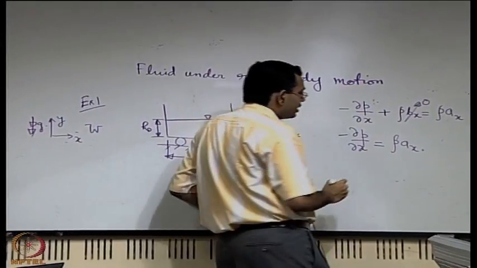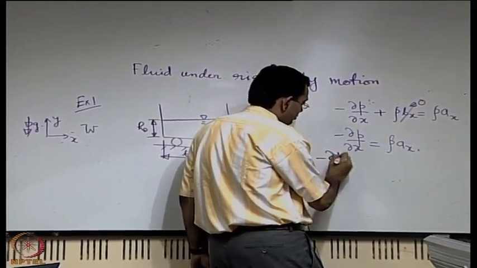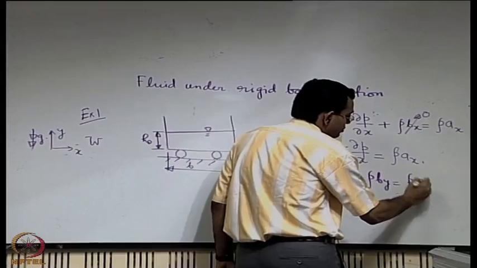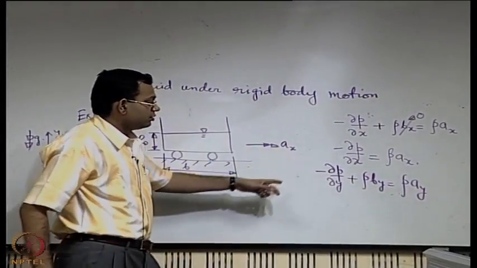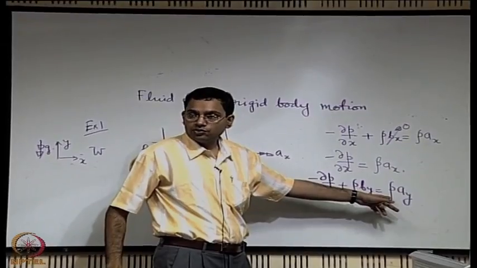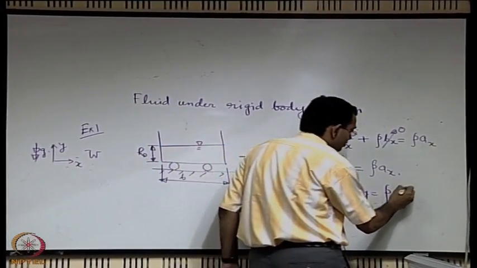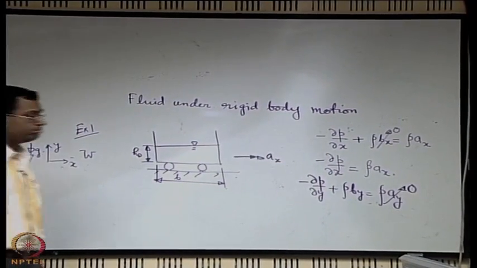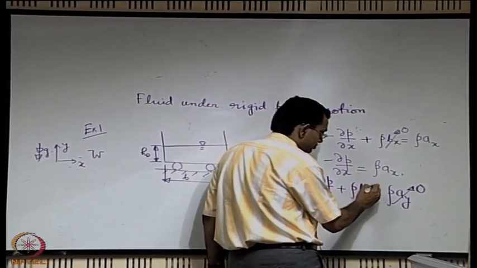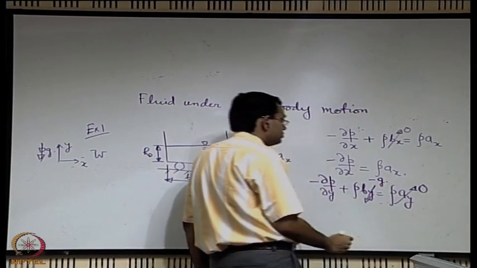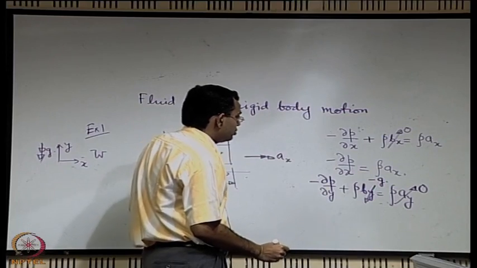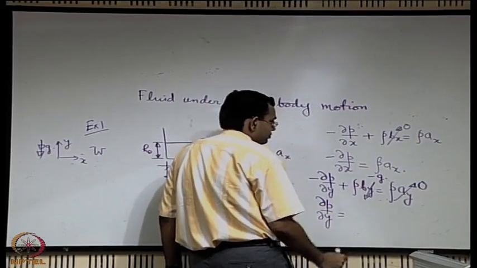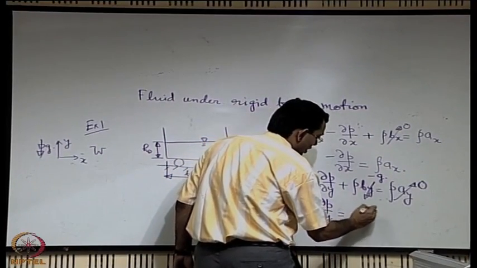So for the y direction, what can you write? What is ay? ay is 0, since it is accelerating along x. What is by? Minus g. So you can get minus rho g.